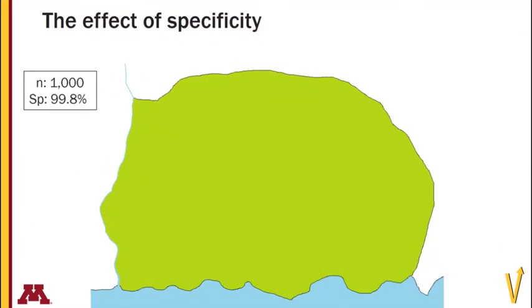So in this country, a sampling was conducted, and the idea here was to demonstrate freedom of disease. And the sample size was 1,000. The specificity of the test was 99.8%. Therefore, two false positive samples were expected. That's what it means. The results were all negative, except one.